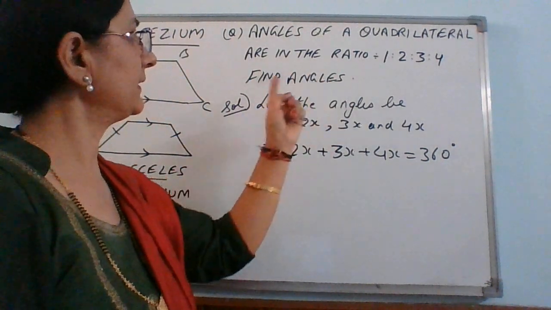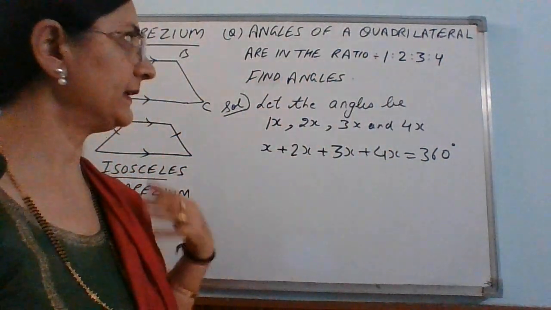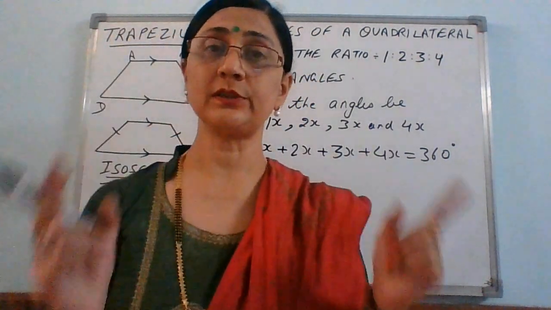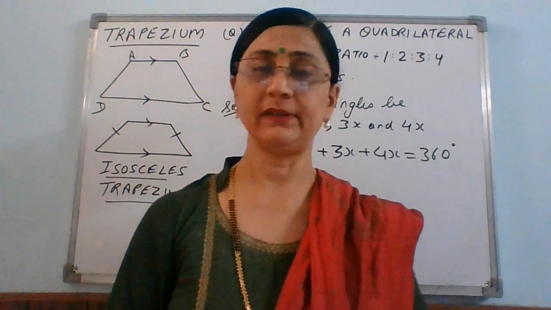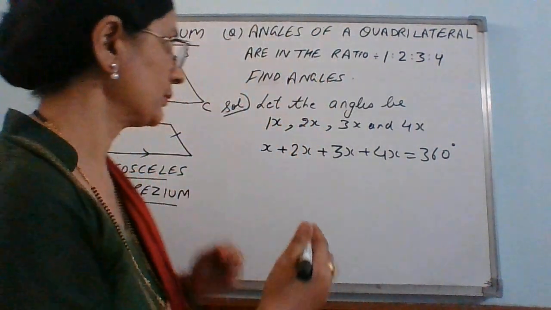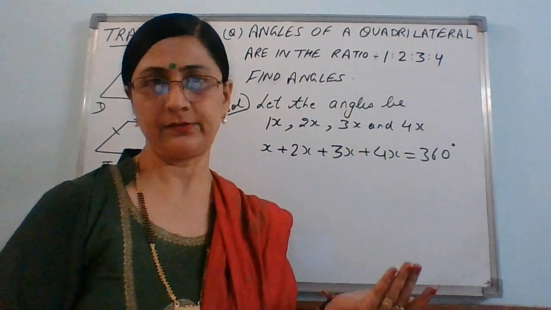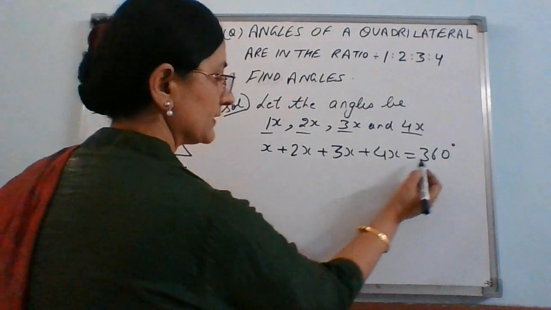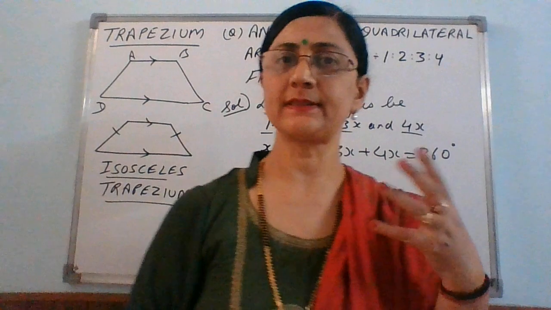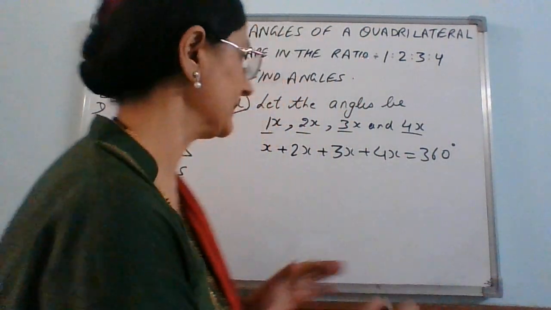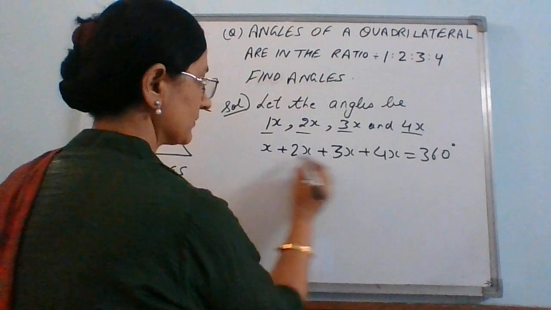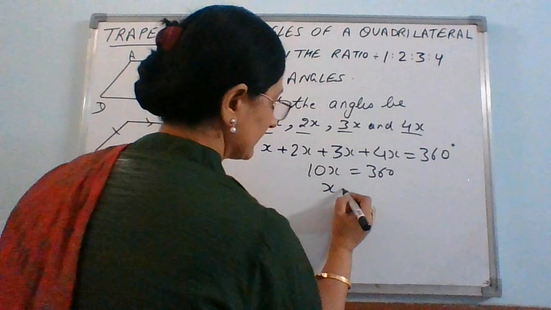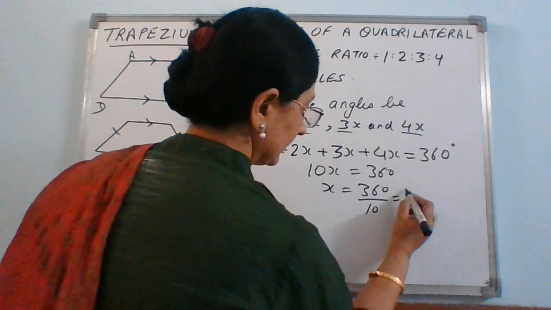Angles of a quadrilateral are in the ratio 1:2:3:4. Find the individual angles of the quadrilateral. First of all, before doing this question, we should know the total of the interior angles of a quadrilateral. When we calculated, that was 360 degrees. Whenever angles or sides are in a ratio, we write x with them, right? 1x, 2x, 3x and 4x. So the sum of these will be 360, because we know that in a quadrilateral the interior angle sum is 360, right? So add them up: 10x equals 360. So x will be 360 divided by 10, that is 36 degrees.